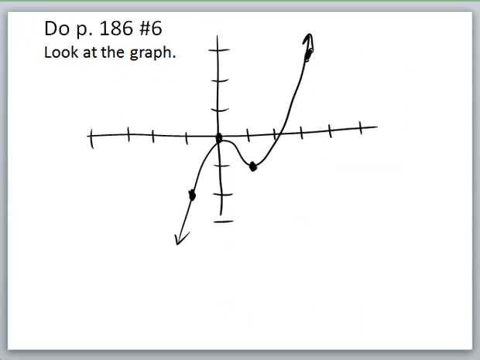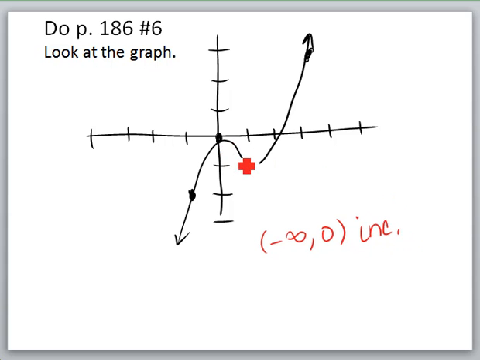So the first thing we're going to do is just look at this graph, and write down the increasing and decreasing intervals. So if I look at this picture, I notice that my graph is increasing until it hits 0 right here. So I'm going to go ahead and say that from negative infinity to 0, it's increasing.